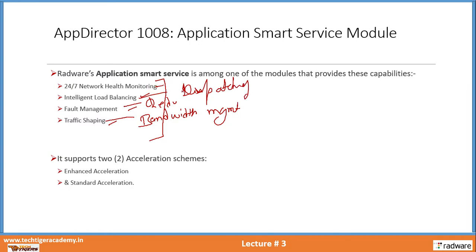Now it supports two acceleration schemes. The most important topic in this whole series is the acceleration schemes, right? The two acceleration schemes available in Radware AppDirector 1008. One is called enhanced acceleration, and the other is called standard acceleration. Okay, we'll discuss them in more detail as well.